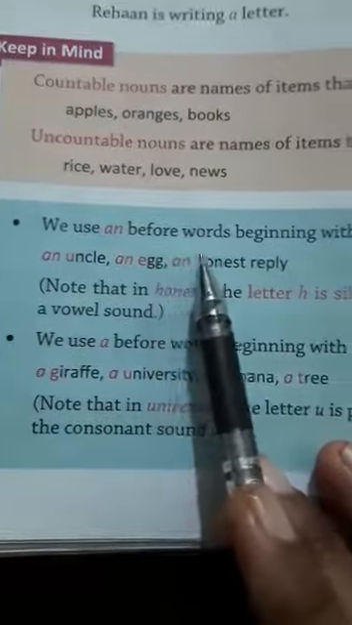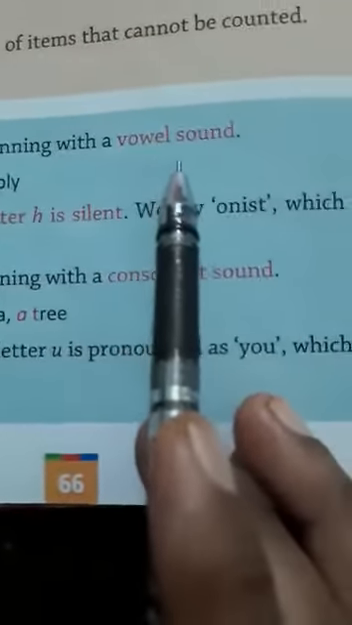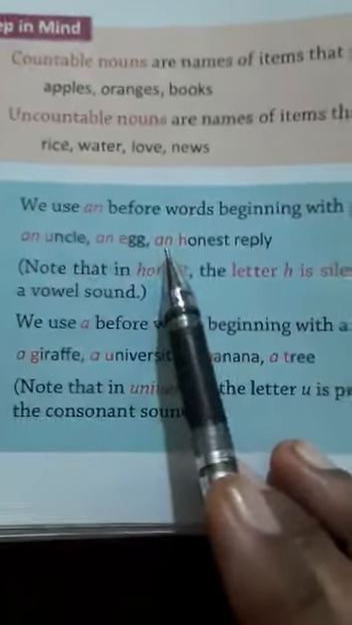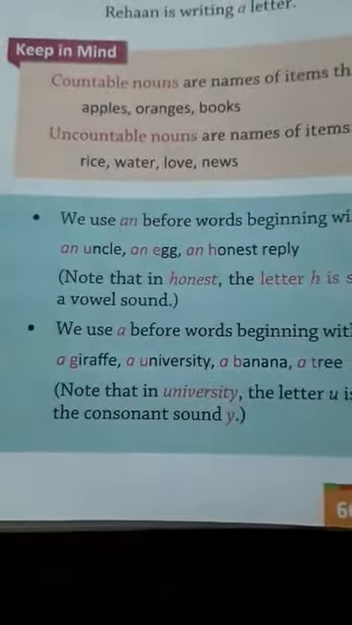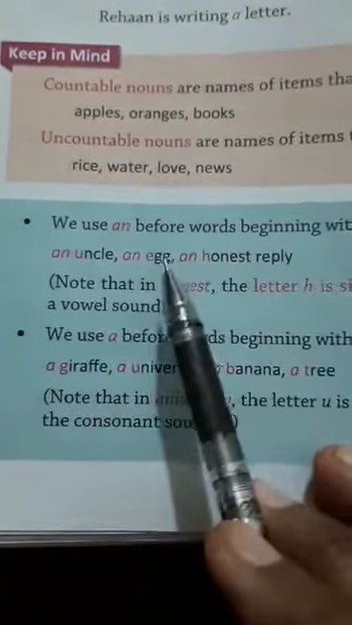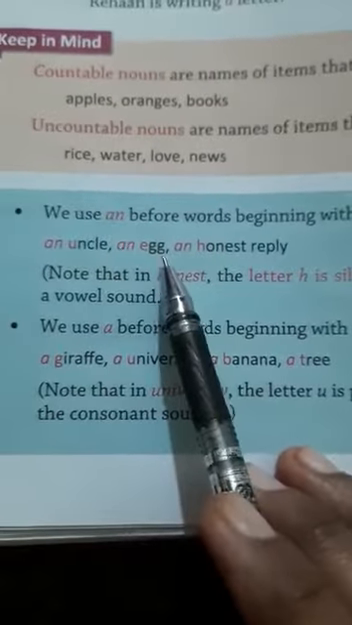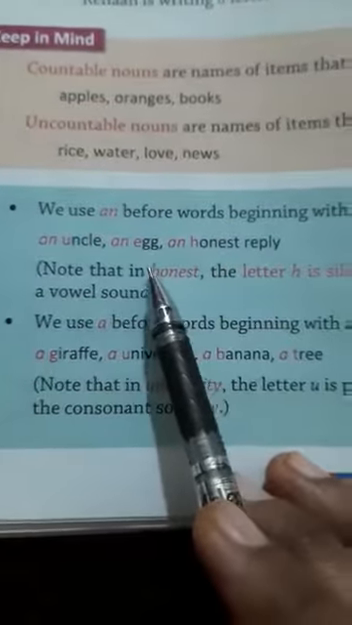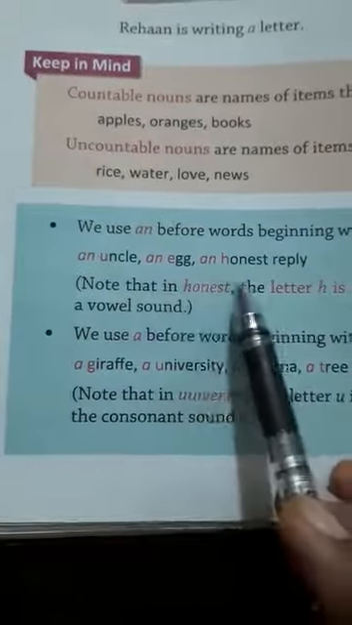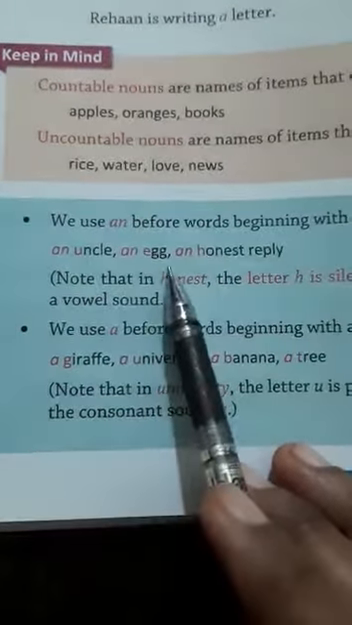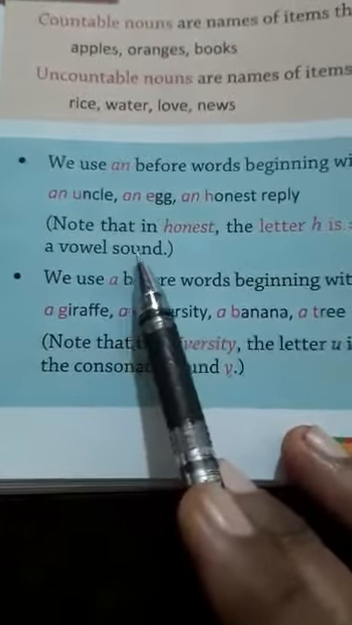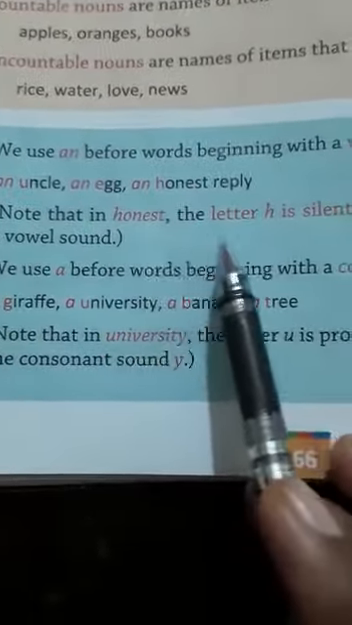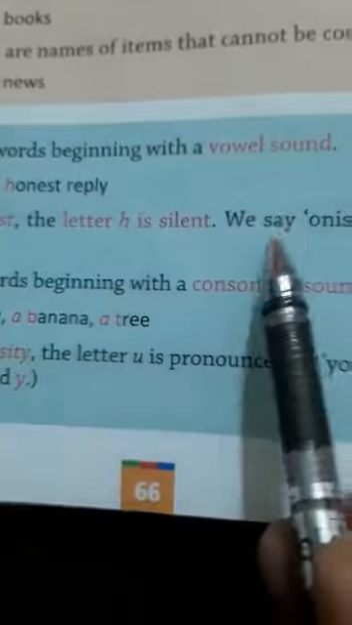We use an before words beginning with a vowel sound, children. Which words start with a vowel? As you know, five vowels are there in English: A, E, I, O, U. The words which start with A, E, I, O, U, these are vowels. Before that, we use an: an uncle, an egg, an honest reply. Note that in honest, the letter H is silent. We say honest, which begins with a vowel sound.